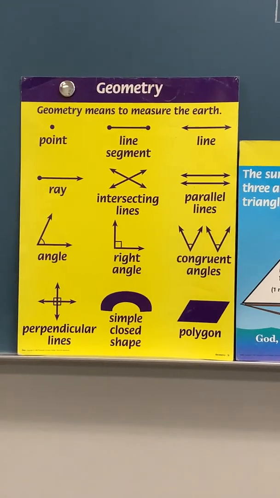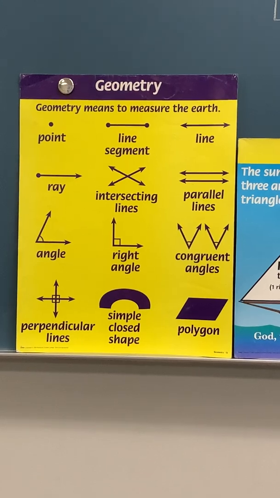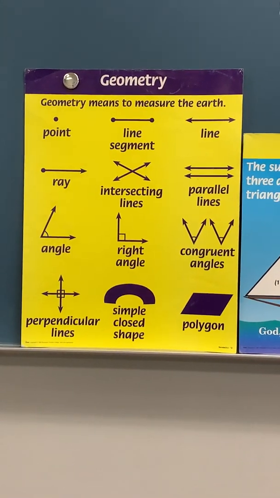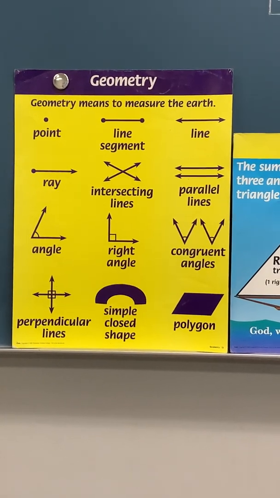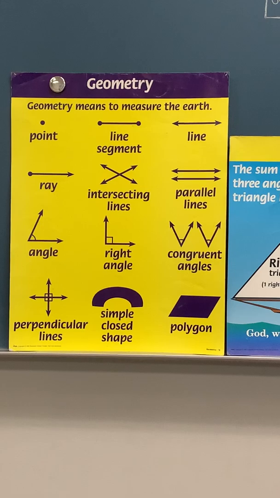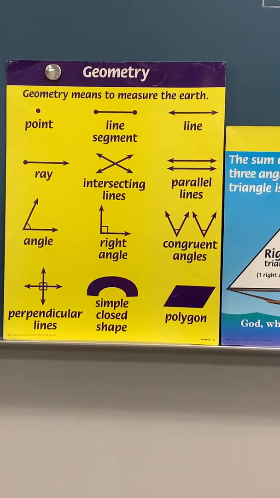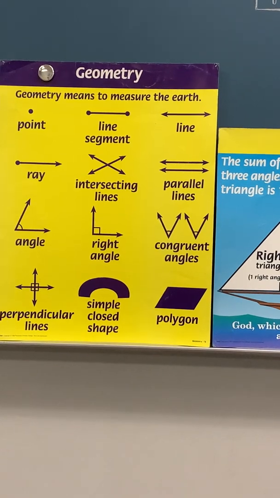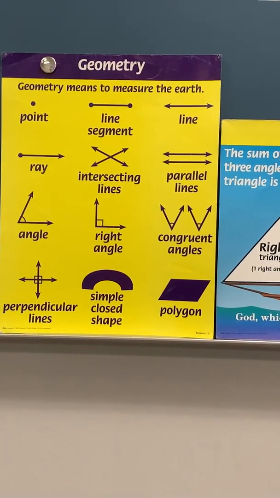So we have a point. A line segment has a point on both ends. A line has an arrow on both ends, so that means it's never ending. And then a ray has a point on one end and an arrow on the other end, so that means it's continuing that way, which on this poster, it will be continuing to the right.